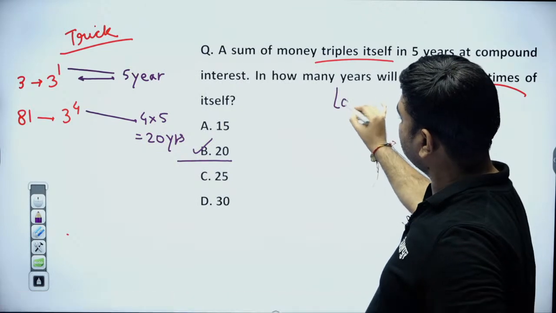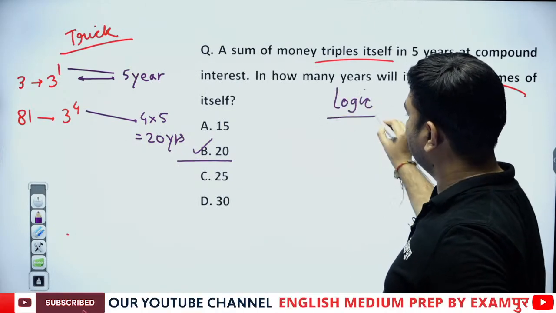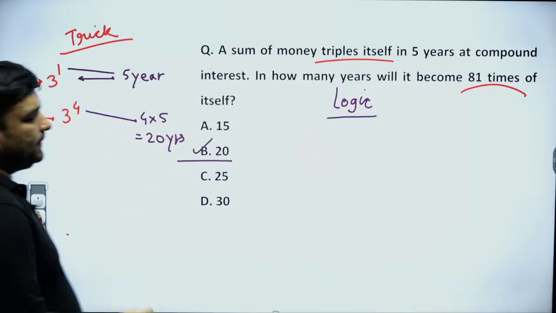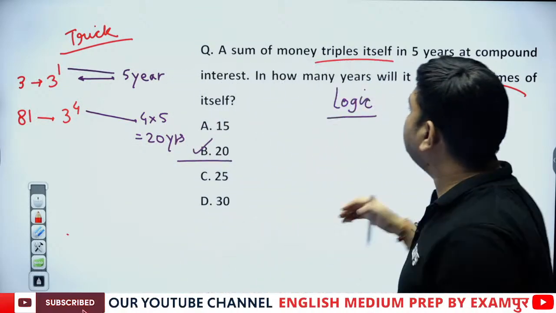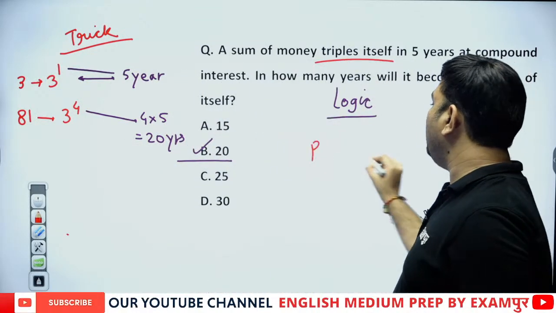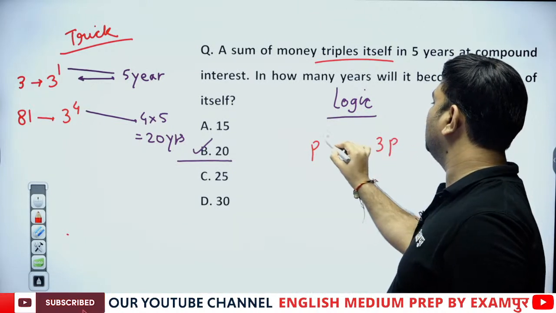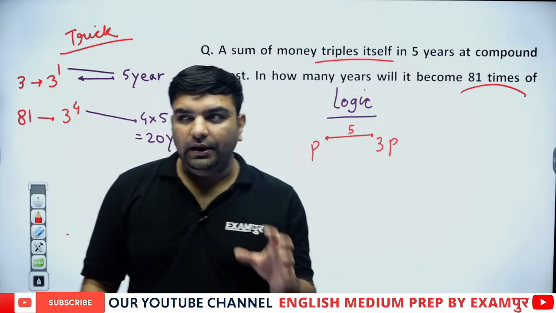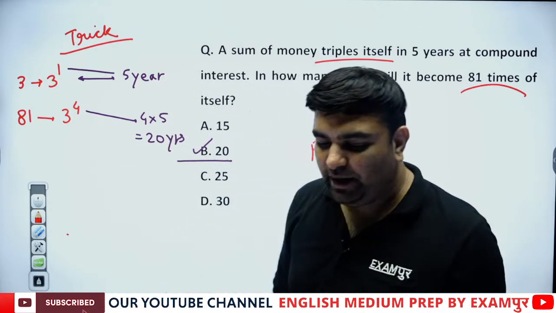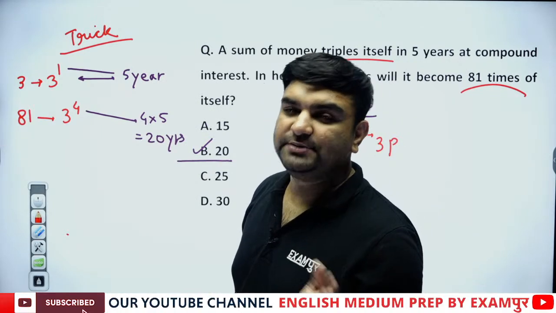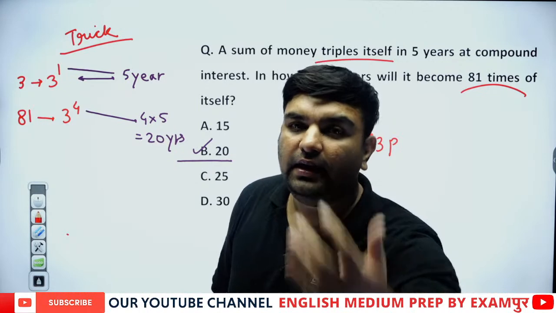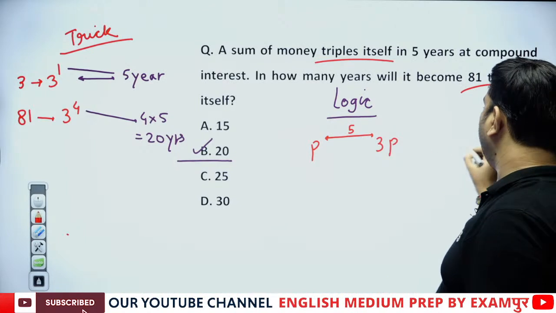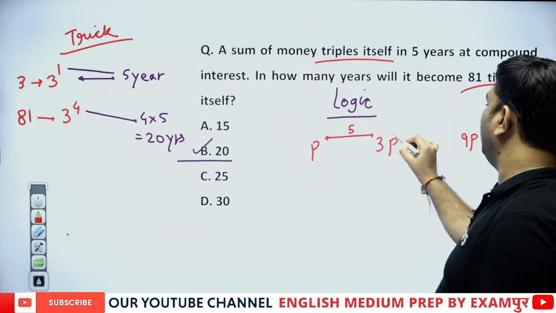The logic is: principal is tripling itself in 5 years. So P is becoming 3P in 5 years. Compound interest is a geometric progression. Means if it has become 3 times in the first 5 years, again it will become 3 times in the next 5 years, that is 9P.